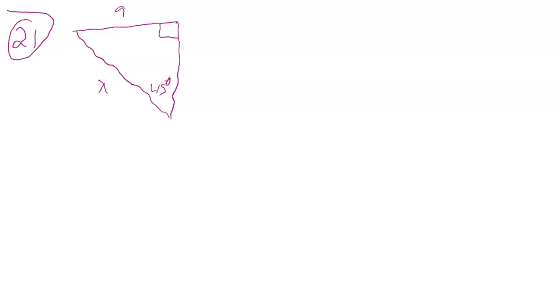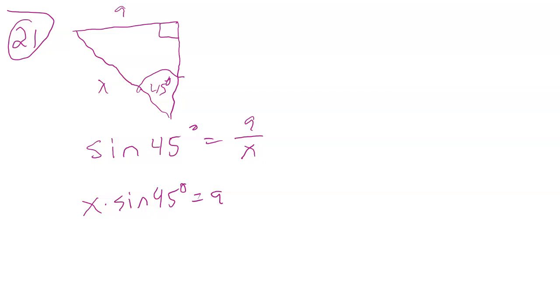Interesting enough, so you've got to figure out what sides we have. Well, this is the hypotenuse. It's across from the 90, and this is opposite. So which trig function uses opposite and hypotenuse? That should be sine. So we'll say sine of 45 degrees is equal to opposite over hypotenuse. I'm going to solve for x. I'll say x times sine of 45 degrees is equal to 9. And so therefore x is equal to 9 over sine of 45 degrees as my answer.